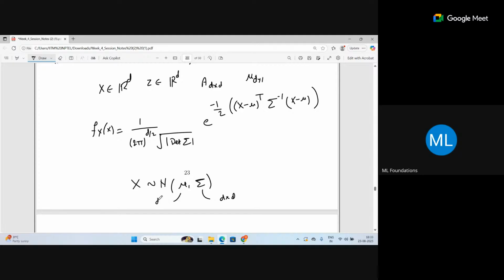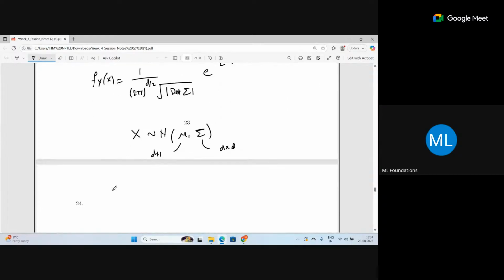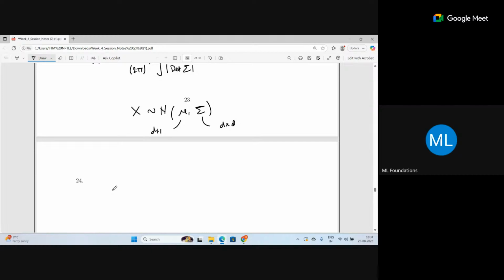This is a vector of, sorry, p cross 1. I hope this is fine. Till now, no issues. Fine. So if this is the setup, now we'll try to see the properties of this multivariate normal. Now we'll see the properties.